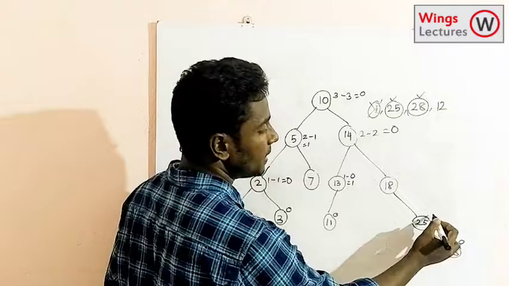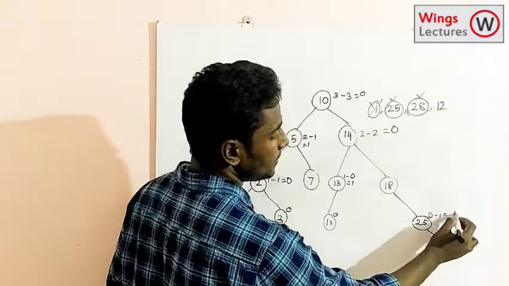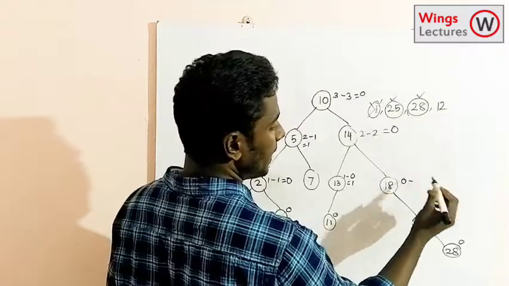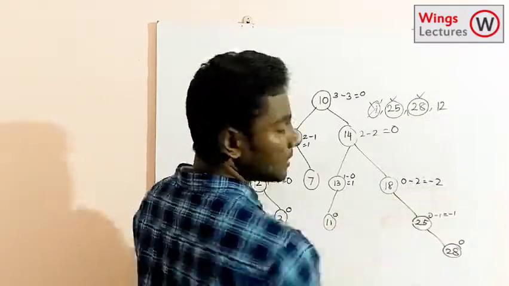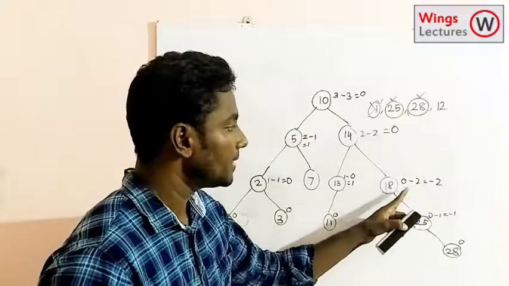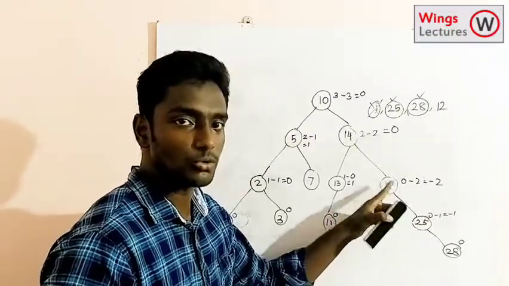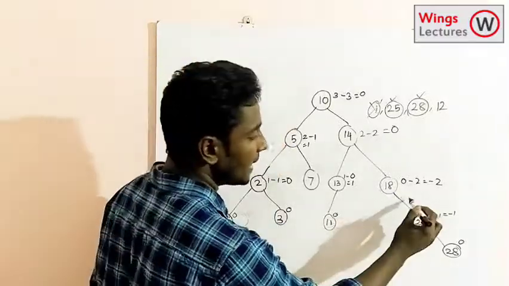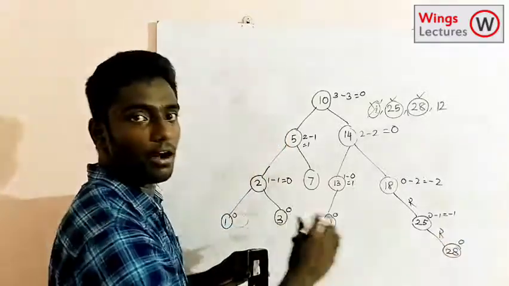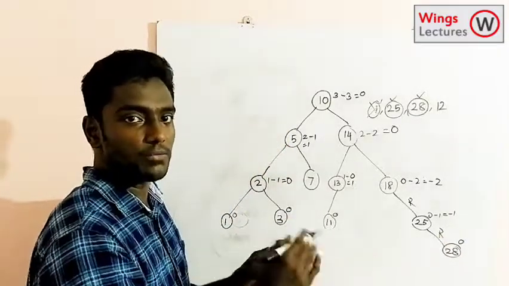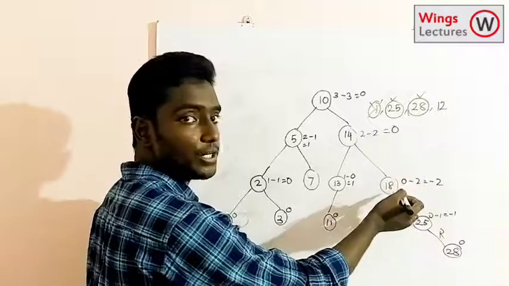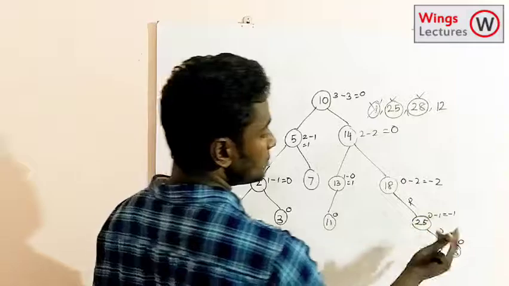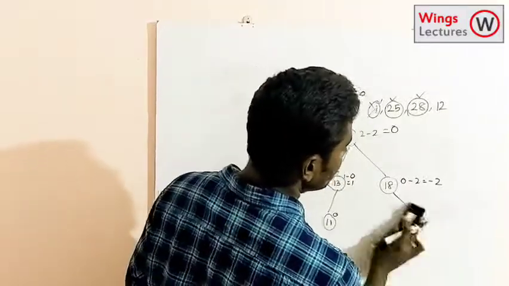Balance factor of 25 is 0 minus 1, that is minus 1. Then for 18, 0 minus 2. So here we are facing the collision. It's not satisfying the balance factor rule of AVL tree. So it comes under RR rotation. For RR rotation, what we have to do? We have to bring the middle element into the root position, and swap the values by applying the RR rule.